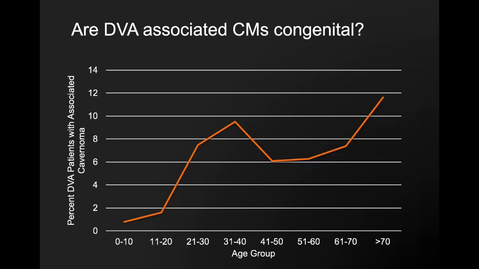So here's just a study that we did looking at DVA-associated cavernomas, and you can see here that the prevalence of DVA-associated cavernomas pretty much goes up with age. From about 1% of DVAs have a cavernoma associated with them from 0 to 10 years of age, compared to about 12% of lesions among patients that are greater than 70 years old.